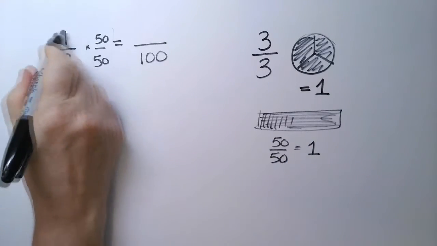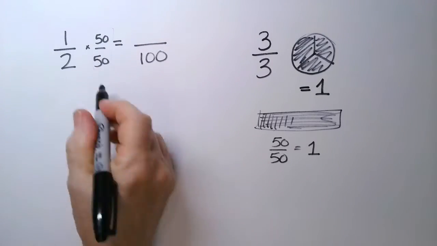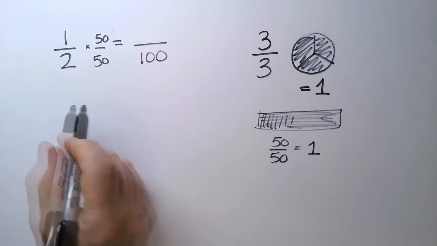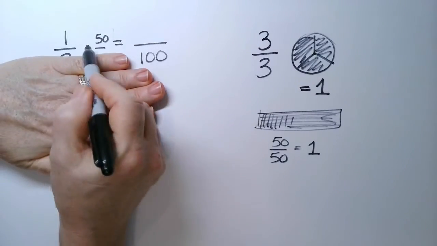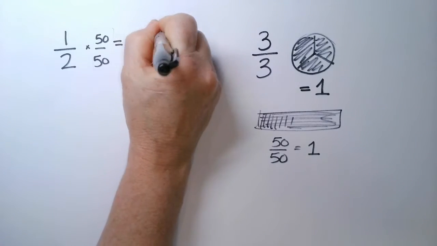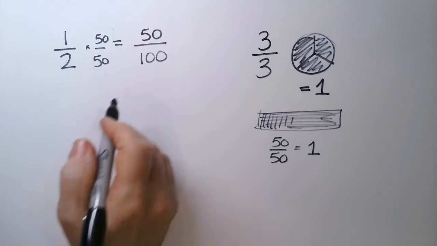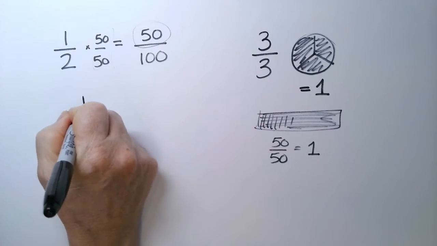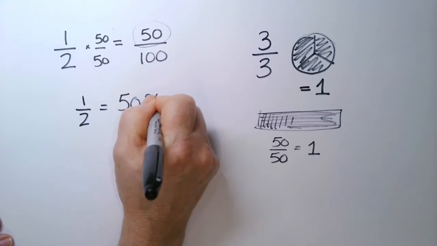So I'm basically multiplying 1/2 times 1, and nobody cares if you do that. You can multiply things by 1 all day long, and nobody cares. Okay, so multiplying this out, 2 times 50 is 100. 1 times 50 is going to be the numerator. Do you see how now I have a fraction where the denominator is 100? So all I do is I take the top, so 1/2 is equal to, take the numerator, 50, and add percent.